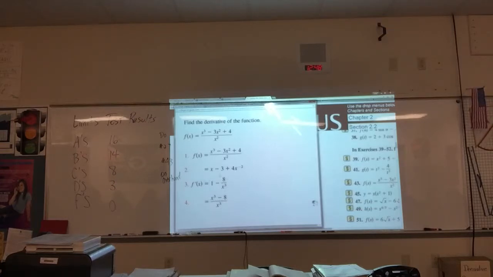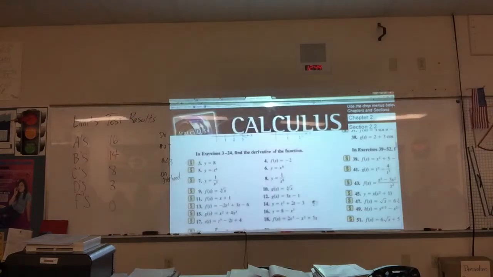And then if you get a common denominator here, you've got to multiply the 1 by x cubed over x cubed. Then you can combine the numerators, and it's x cubed minus 8 over x cubed. So that you can look at further. So that's how you handle those.